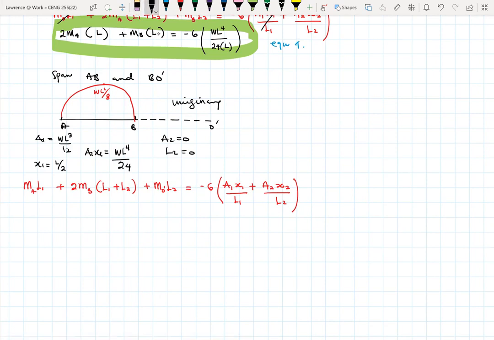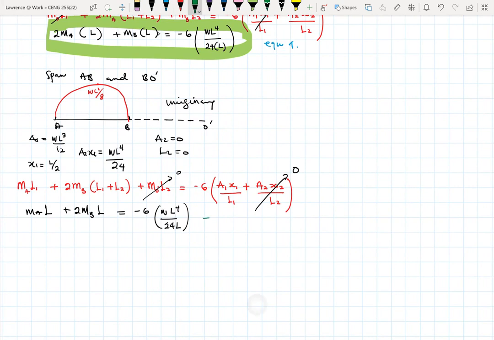So MO prime goes to 0. The A2X also goes to 0. So we have MA times L plus 2MB times L will be equal to minus 6WL4 over 24L. You can again simplify this. So here we have our equation 2. So we solve equation 1 and 2 simultaneously.